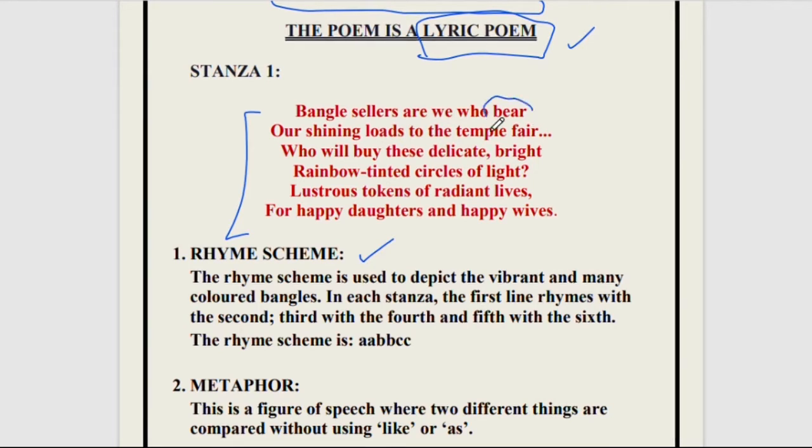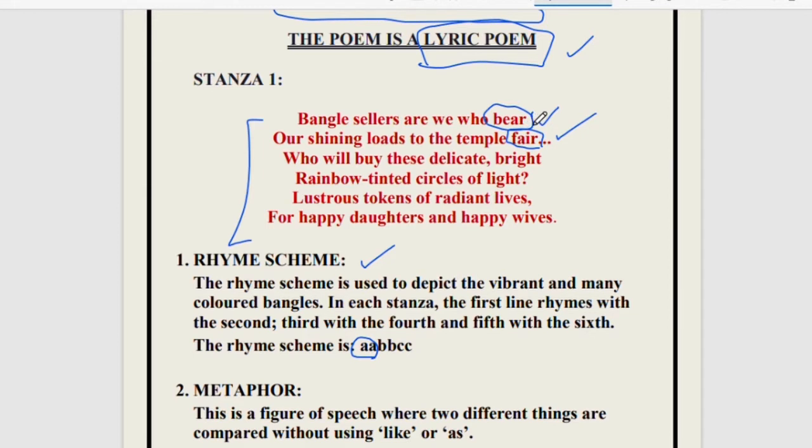See the last word of every line. Line number A, line number B. In these two lines, the last words rhyme. The last word of the first line and the last word of the second line are rhyming with one another, beer and fair. So AA, this part is clear. Let's move to the next two lines. Let us take it as B. The first one was A, let us take it as B. See, the last word of the third line and the last word of the fourth line also rhyme with one another. So next we see it is BB.